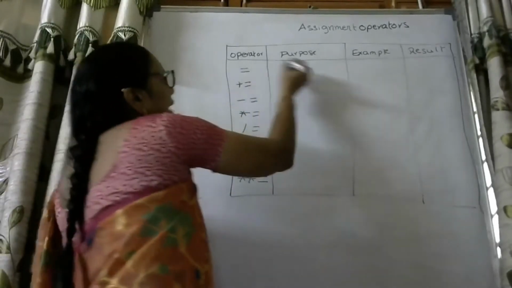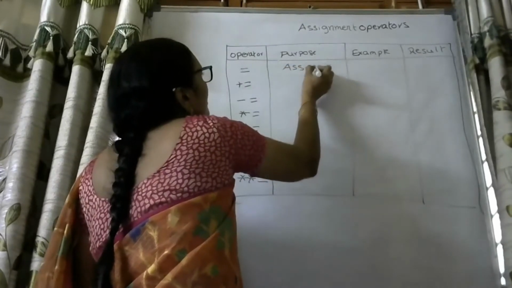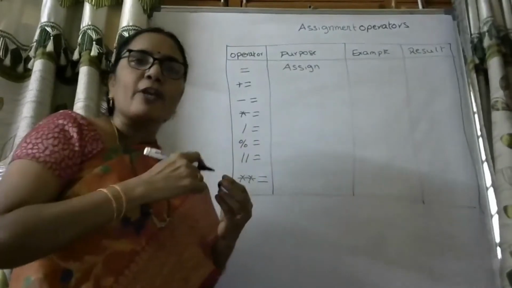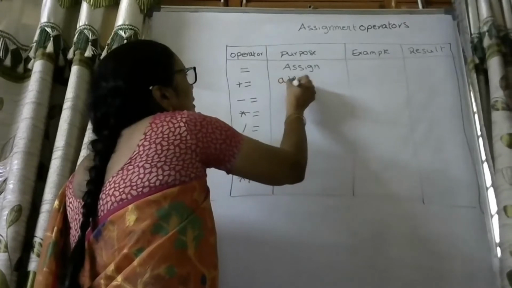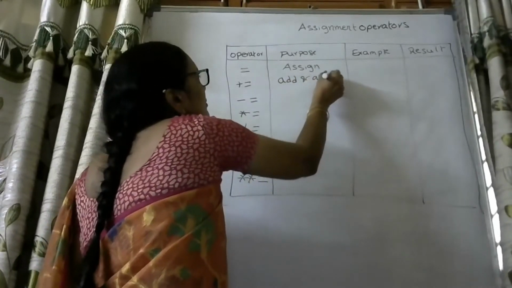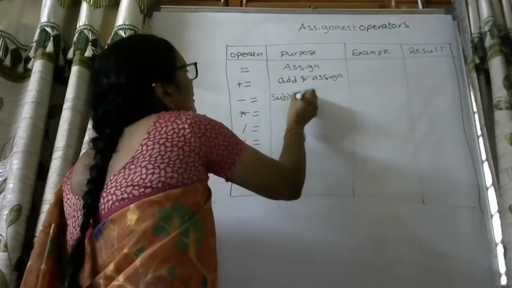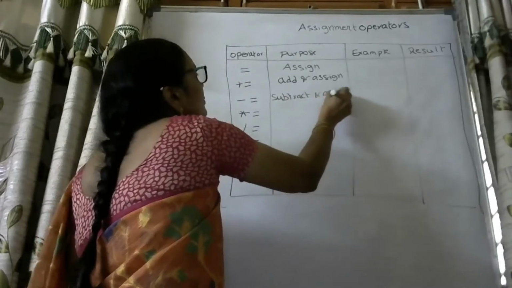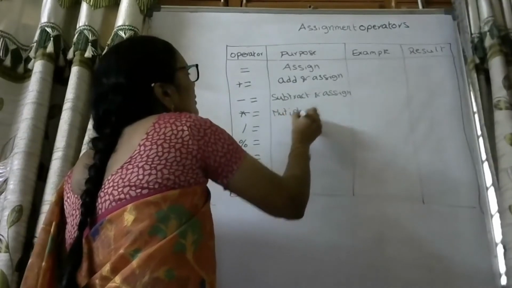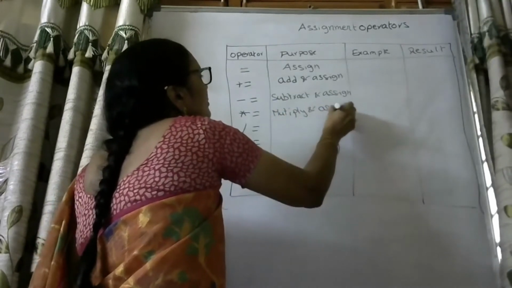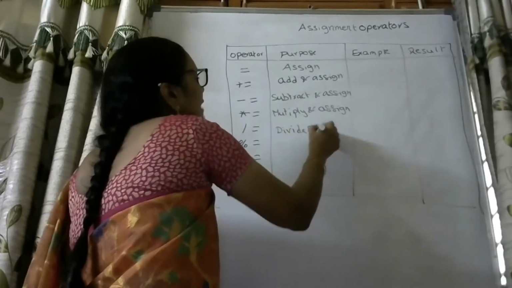So now let me write. Equal to operator is used for assign. Next, plus is equal to. I have written plus first, so you have to perform add and assign. Likewise, subtract and assign. Multiply and assign. Divide and assign.